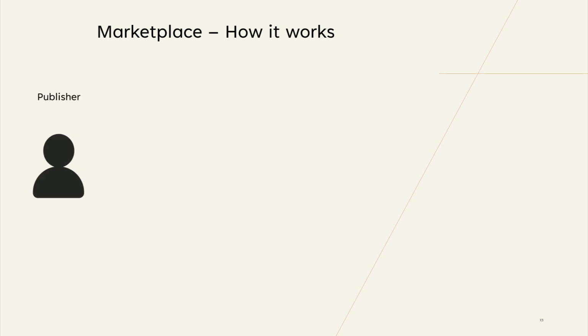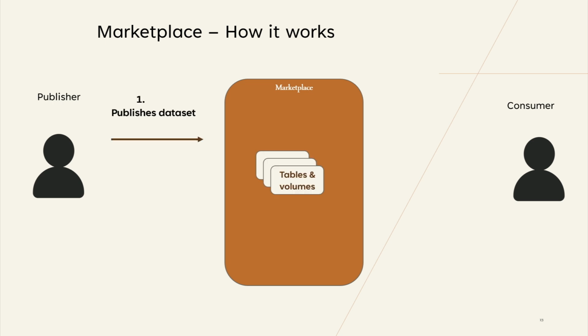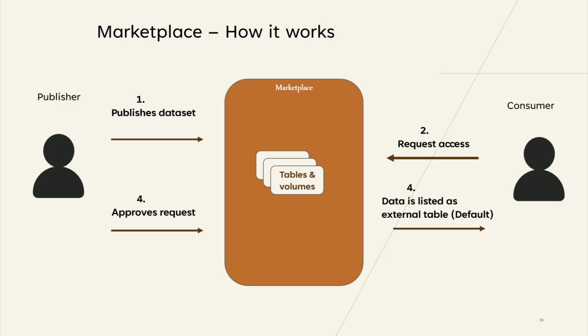So how does it work? It's quite simple. You have a publisher, you have a marketplace, you have a consumer. The publisher has some data they want to sell, but they want to list it first. So they publish some data set. It can be a model, and it can be notebooks. And they list it so everyone can see that it exists. Then the consumer finds this data interesting. They request access to the data. The publisher approves the request. And the consumer then gets the approval, and the data is listed as an external table in their Unity Catalog.